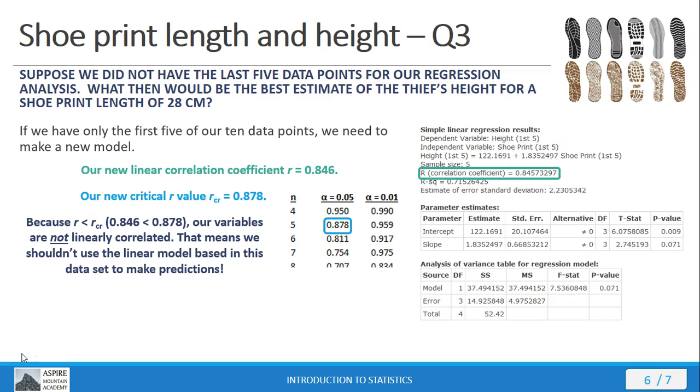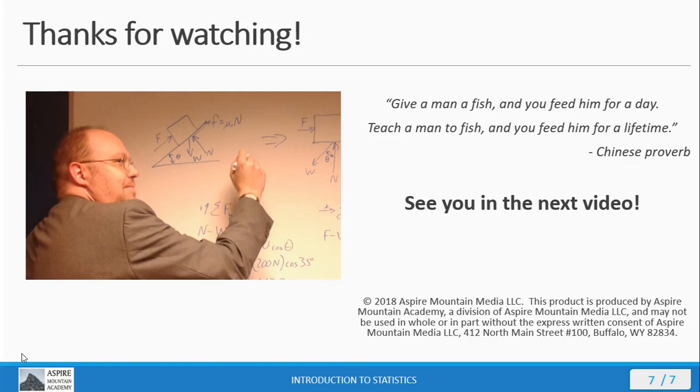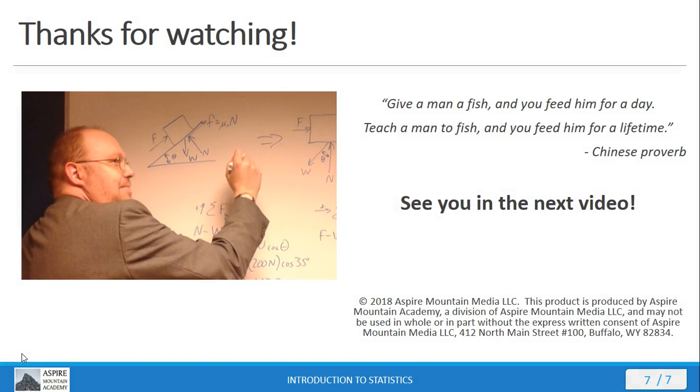And that means the best predictor is going to be the mean value. So we take the mean value for the 5 data points that are there in our data set, the Y values of those data points, and that's going to give us 177.2. Again, 177.2 is rounded to 1 decimal place. That's going to be our best estimate. So if the model is okay to use, use the model. If the model is not okay to use, your best estimate is going to be the mean value of your Y variable. That brings us to the end of this mini lecture.